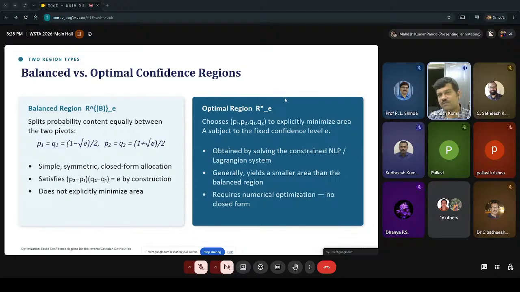Okay, so now we are having two regions. One is the balanced region, where you try to split the probability equally between the two pivots. In this case, if you solve, P1 and Q1 will be 1 minus root of E by 2, and P2 and Q2 will be 1 plus root of E by 2. So it is a very simple, symmetric and closed form allocation. However, this may not be the minimum area. On the other hand, as we discussed, using the nonlinear programming problem, we will try to get R star, that is the optimum region, by using the nonlinear programming or Lagrangian system.